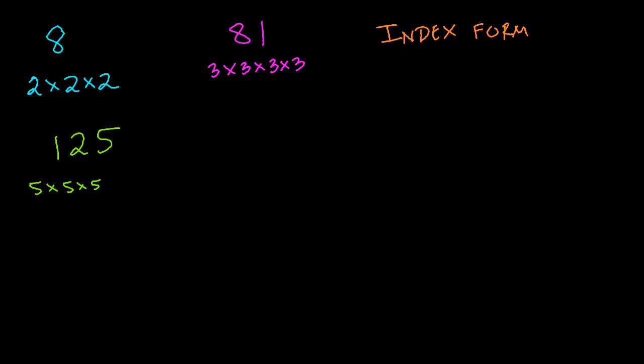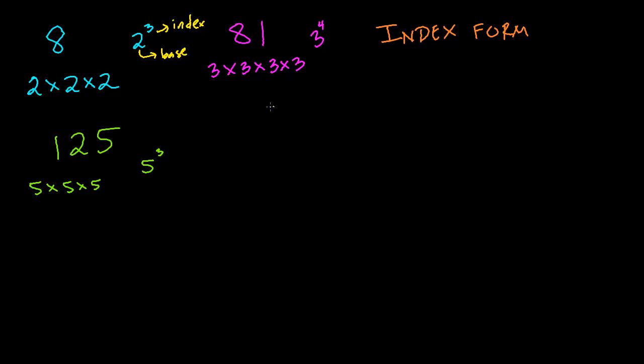We write this special form with a little superscript. For example, we write 2 into 2 into 2 like 2 with a little 3 over here, known as the index of 2. We write 5 into 5 into 5 as 5 with a little 3 over here. We write 3 into 3 into 3 into 3 as 3 with a little 4. This little 4 that we have is known as the index, and this one is known as the base.